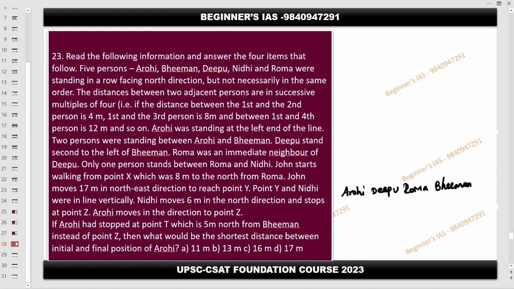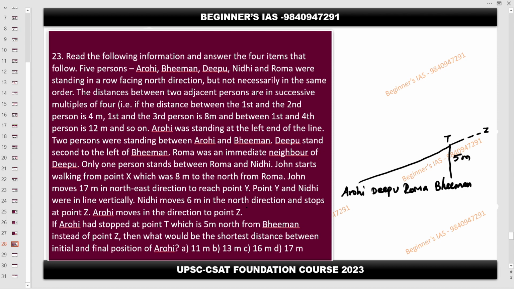If Harogi had to stop at the point T, which is 5 meter north of the Beeman. So here, north of the Beeman, 5 meter. Actually she is approaching in here to reach Z, but she has stopped at the point of T. This point is nothing but T.